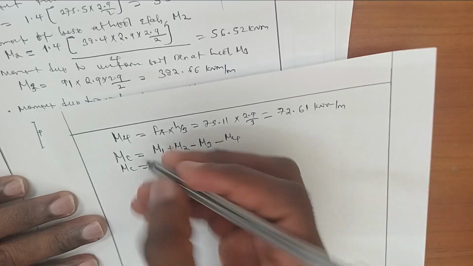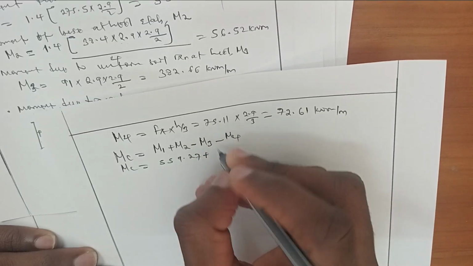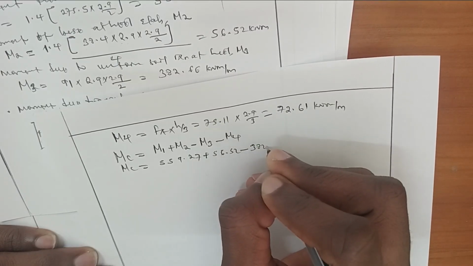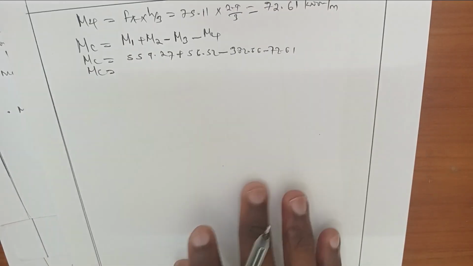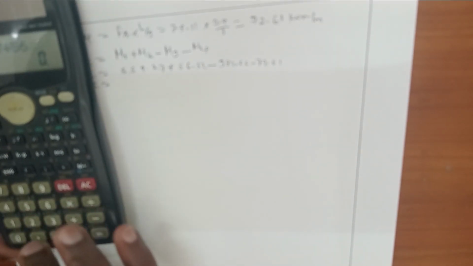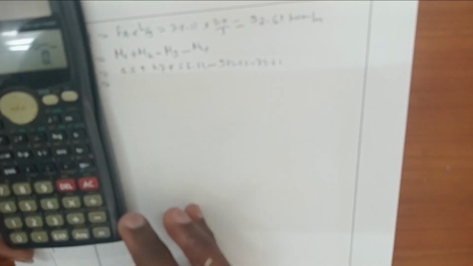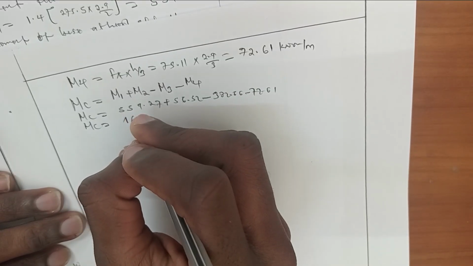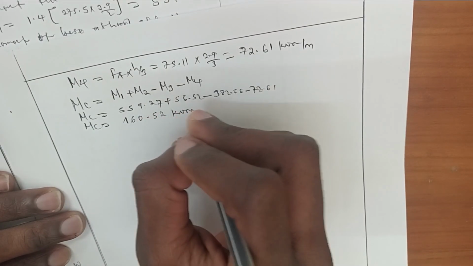So moment C will be equal to moment 1, which was 559.27, plus moment 2, which is 56.52, minus moment 3, which is 382.66, minus 72.61. Therefore, moment C will be equal to 160.52 kilonewton meter per meter. This is the design moment, the maximum moment that will be used for designing.